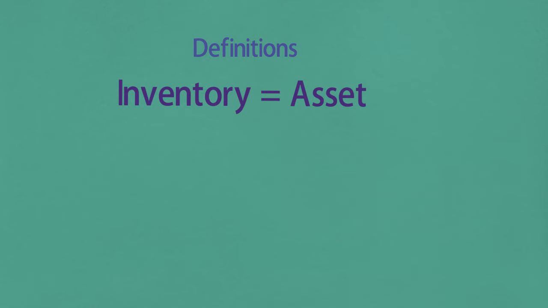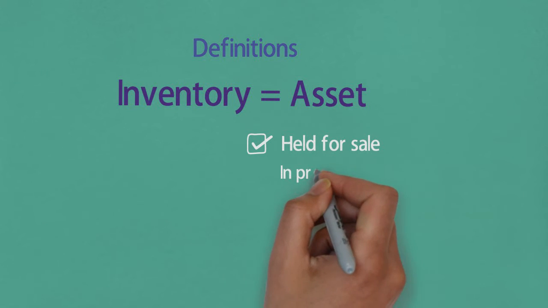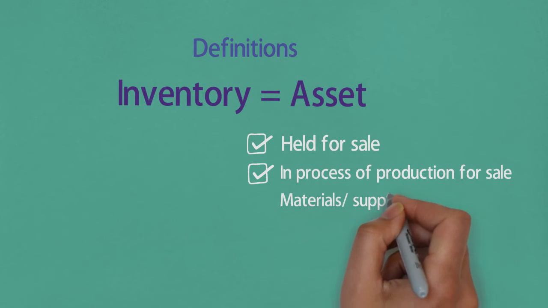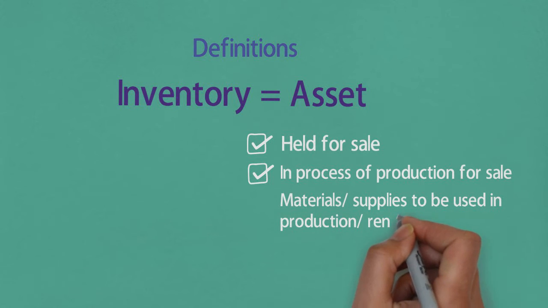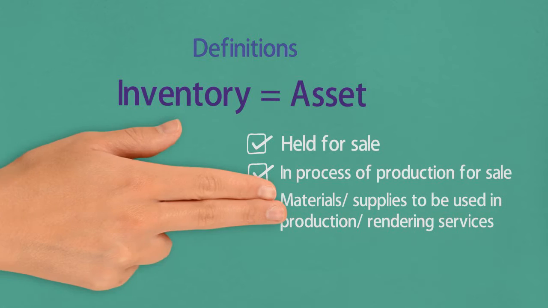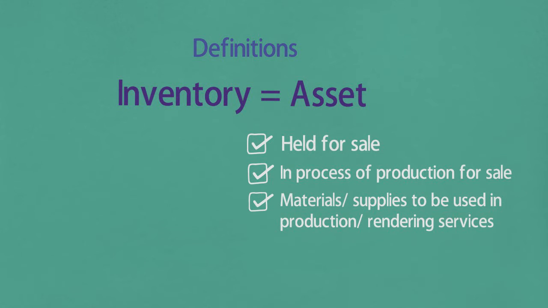Let us now understand few terms defined by Ind AS 2. First, inventories. See, inventories are assets held for sale in ordinary course of business or in the process of production for such sale or in form of materials or supplies to be consumed. Now this consumption happens in the production process or in the rendering of services.